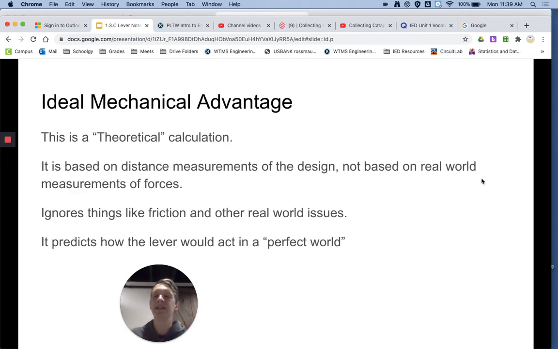Okay, so ideal mechanical advantage. This is a theoretical calculation. It's not based off how the thing actually works. It's based off its measurements and its design, how it should work. It ignores real-world things like friction and things bending that make our things not work perfectly. If you look at a lever and measure it, you can say, that should give me a mechanical advantage of 10. But if you actually try it and take some force measurements, you'll find out it would maybe be like 9 or 9.5. So it's how things would work in a perfect world.